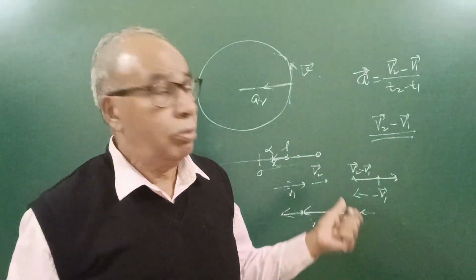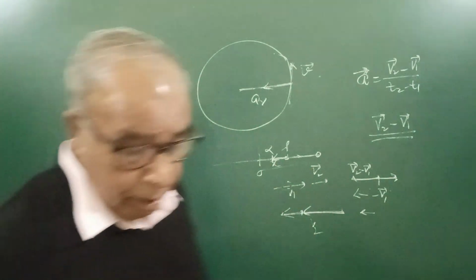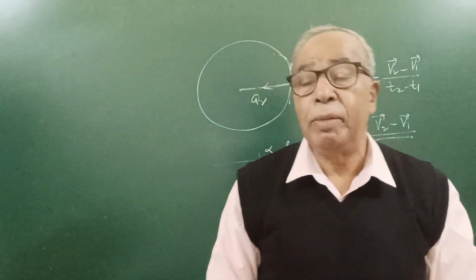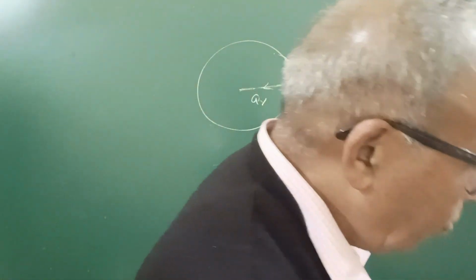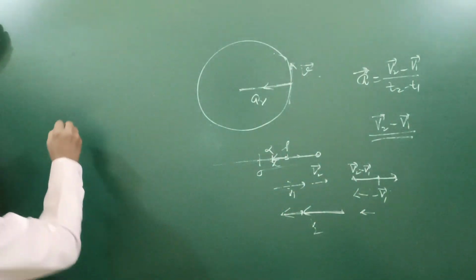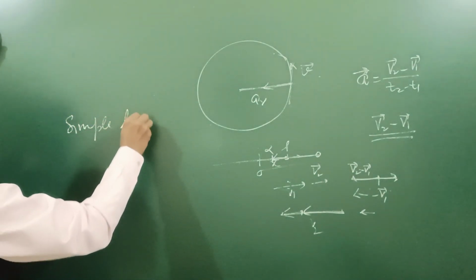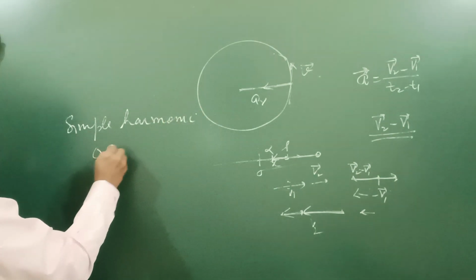So I hope you will understand what is this initial phase. Now I come to the next topic. When any body oscillates simple harmonically, that is called a simple harmonic oscillator. What is a simple harmonic oscillator?